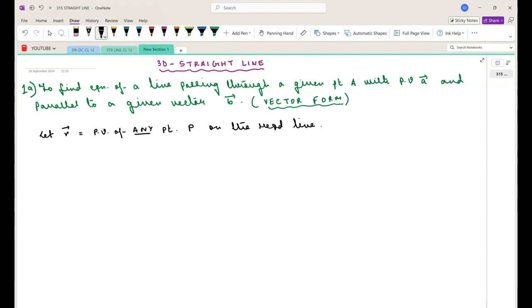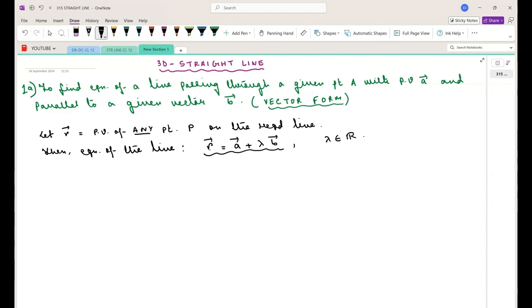Now, already it is given to me that position vector A, small a and small b, these are given. So the equation of the line is r equal to a plus lambda b, where lambda is just a real number. So this is the equation of the line.